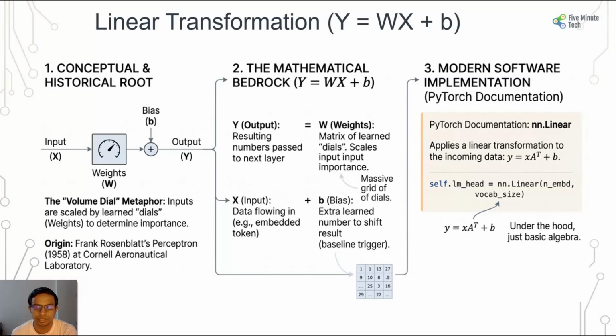Weights are your matrix of learned dials, which scale input importance. So a massive grid of dials will be present, and that is called the weights. The x is the input, the data flowing in, for example your embedded token, and your bias will be the extra learned number that shifts results, the baseline trigger. The linear method applies a linear transformation to the incoming data. It is similar to the linear transformation, and we'll be talking more about it when I walk you through the code which implements a local LLM.